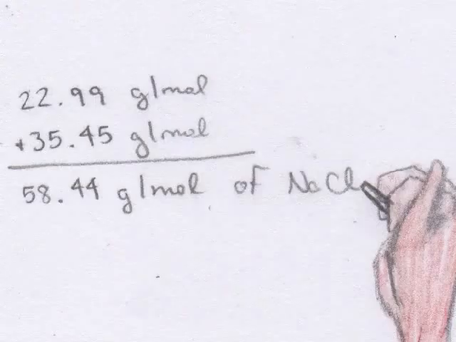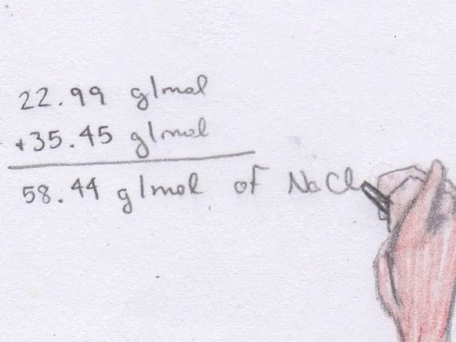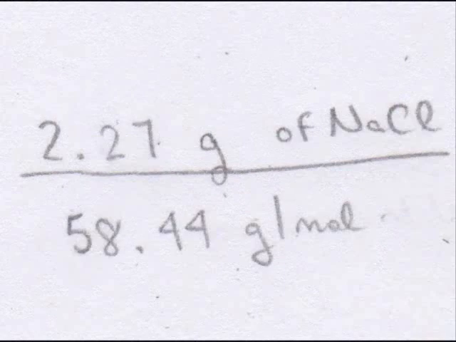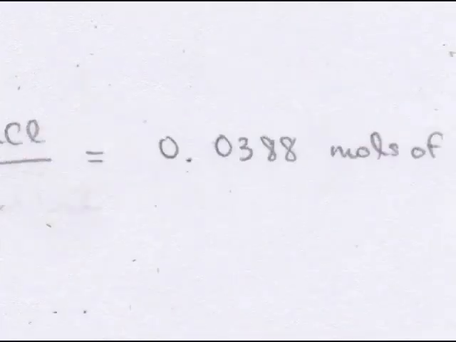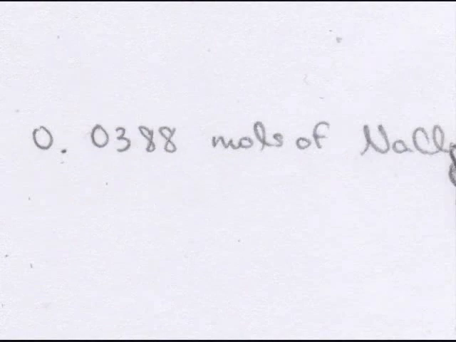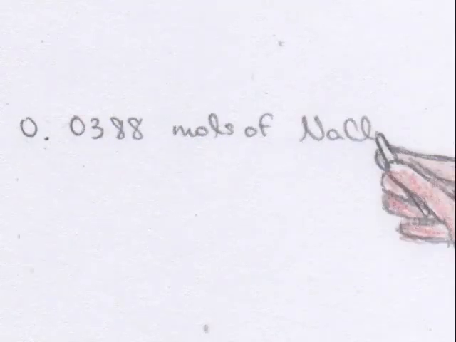Then once you find the molar mass of NaCl, you divide the number of grams of sodium chloride by the molar mass of sodium chloride. That gives you 0.0388 moles of sodium chloride.